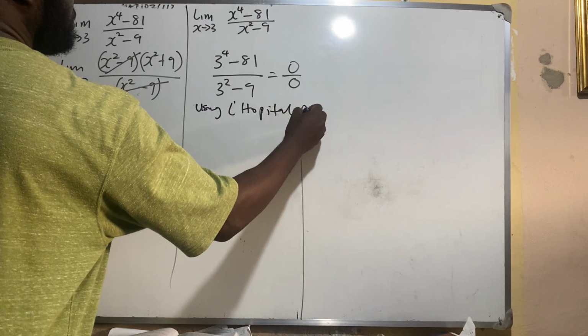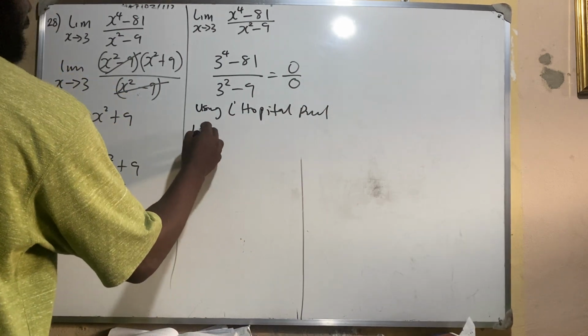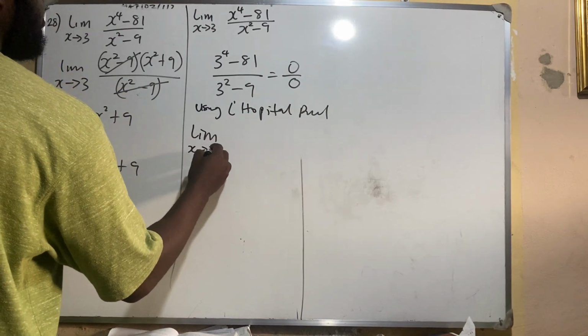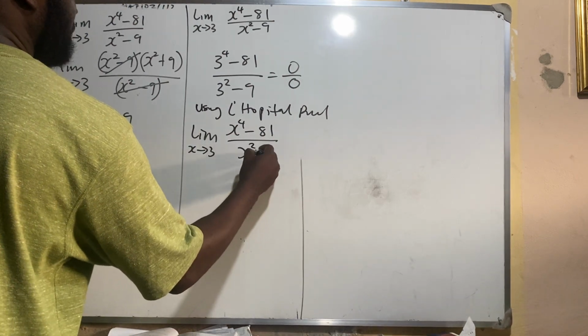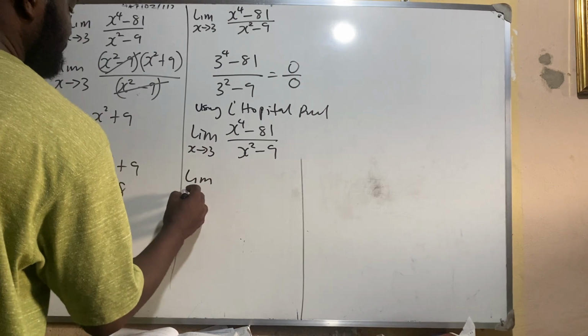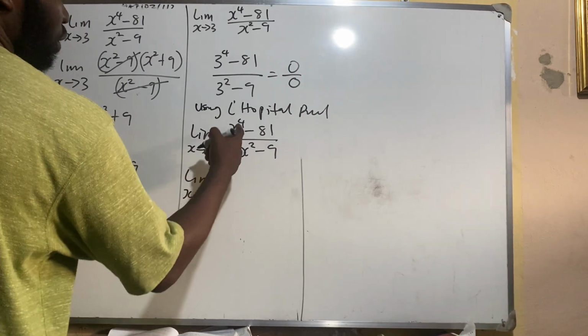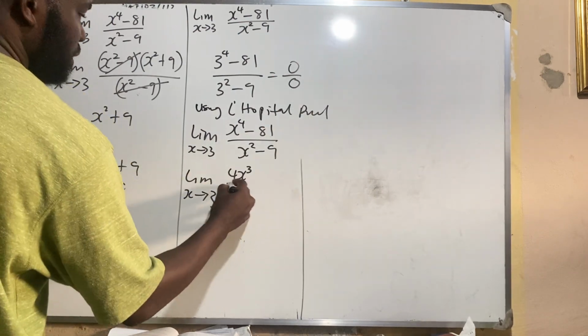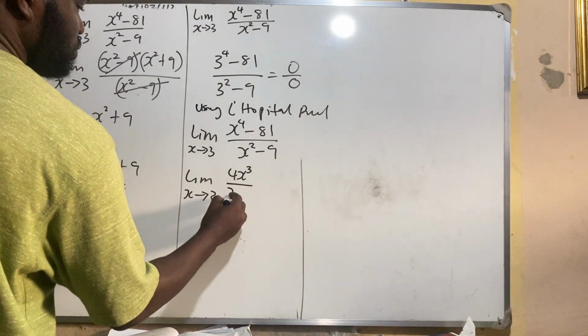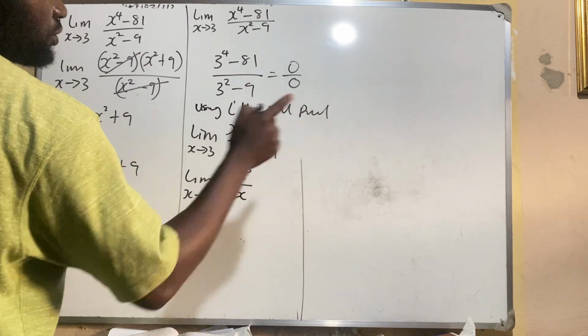So you say, using L'Hopital's rule, the limit of x approaching 3 of x raised to power 4 minus 81 all over x raised to power 2 minus 9 is the limit as x approaches 3 of the derivatives. You have 4x raised to power 3, differentiation of the constant is gone, divided by the differentiation of the denominator, which will give you 2x. Differentiation of the constant is gone.